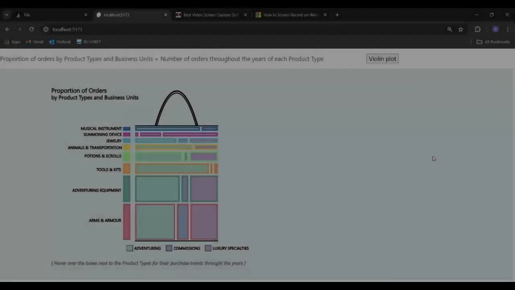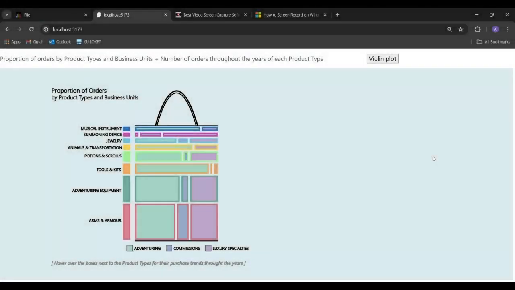Okay, this is Group 20's implementation in data visualization. We have chosen to implement two designs, our shopping bag and the violin plot.